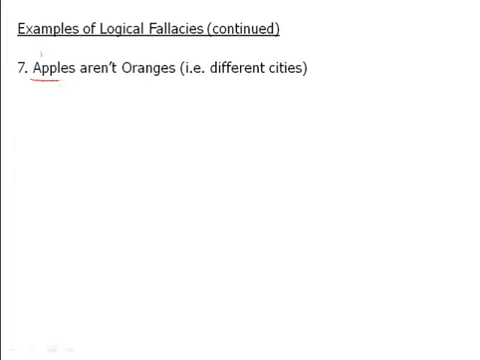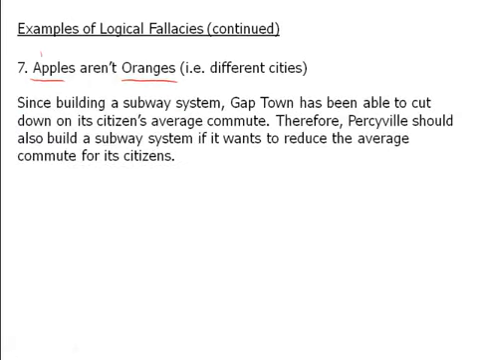And then finally, here we have apples aren't oranges. And I call this the different cities. And you'll see why in a minute. But the idea that you assume two things are alike, but they're not, because apples aren't oranges. And what do we have here? We have, since building a subway system, Gaptown has been able to cut down on its citizens' average commute. Therefore, Percyville should also build a subway if it wants to reduce the average commute for its citizens.